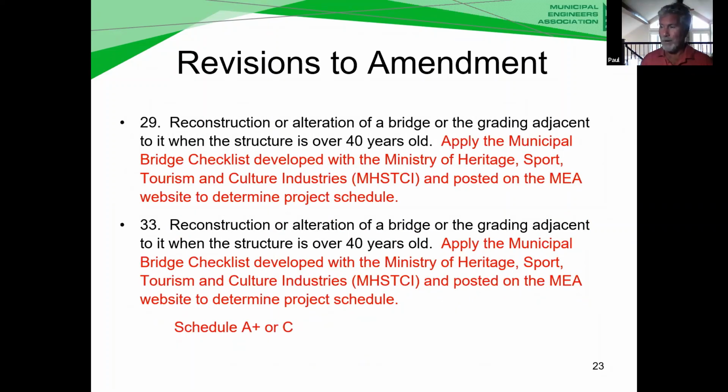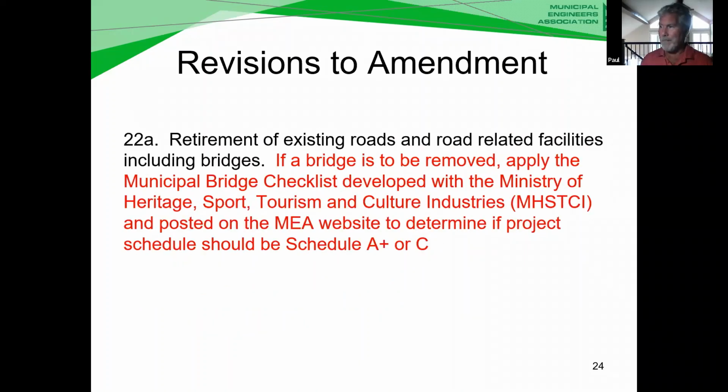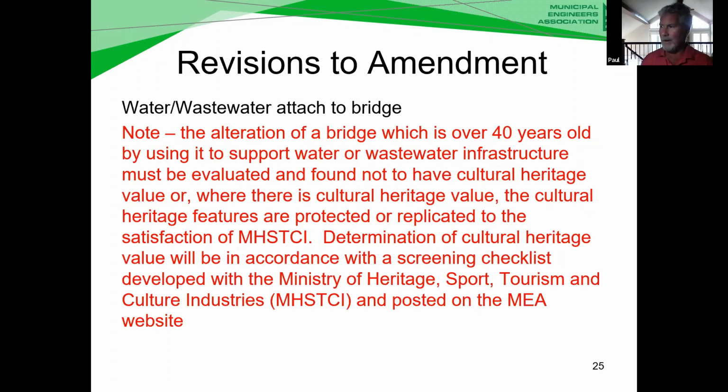We tinkered with the wording a bit about the municipal bridge checklist, but I don't think the intent has changed at all. This is an issue that got brought up: if you're removing a bridge, you're retiring a road, and part of that retirement is removing a bridge, then you really need to look at the heritage aspect of that bridge as well. So use the checklist. And if you're attaching a wastewater or water pipe to the bridge, you need to confirm whether it's a heritage bridge and whether you're interfering with the heritage aspects of it by attaching to the bridge.